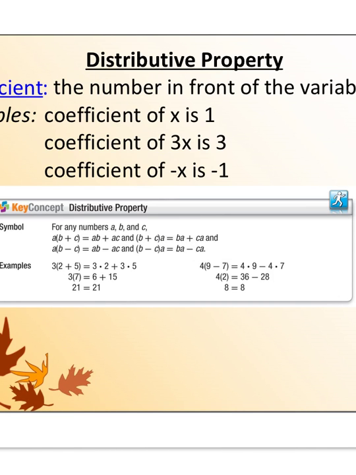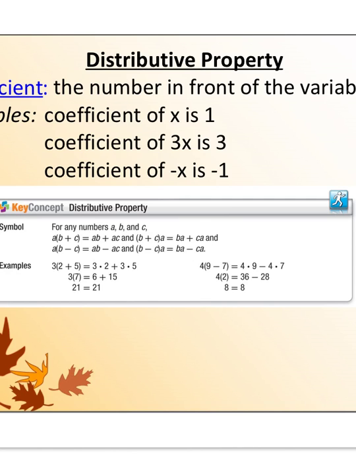So when we take a look at the distributive property, first we want to take a look at a vocabulary word that's called the coefficient. And the coefficient is the number in front of the variable. I like to call it the first name of the term. So the number, which is the coefficient, is the first name, and the letter is going to be the last name of it.